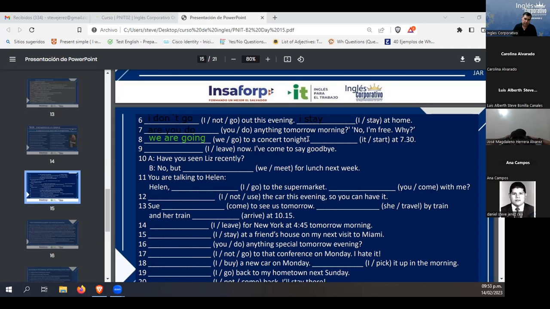It starts. Y ahí sí es simple present para mí. Hoy it starts. It starts with S at the end. Oh, sí. Excellent.